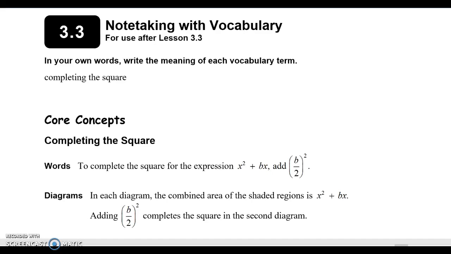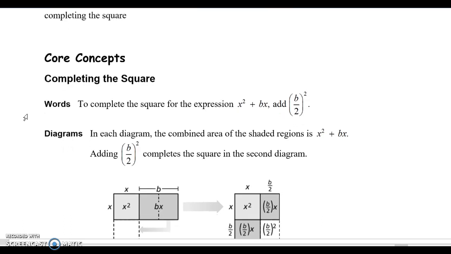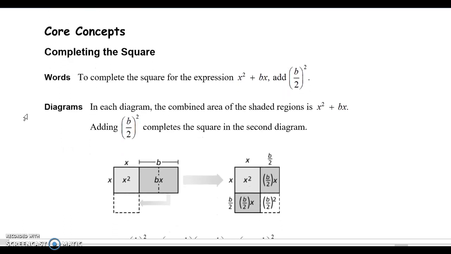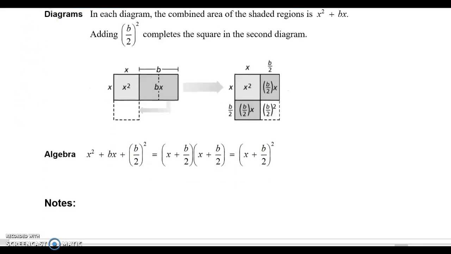Go to page 57 in your journal and get the definition for completing the square. Then take a look at the core concept for this section. It's on completing the square. You can read about the definition and look at the picture, but we're going to write an example.